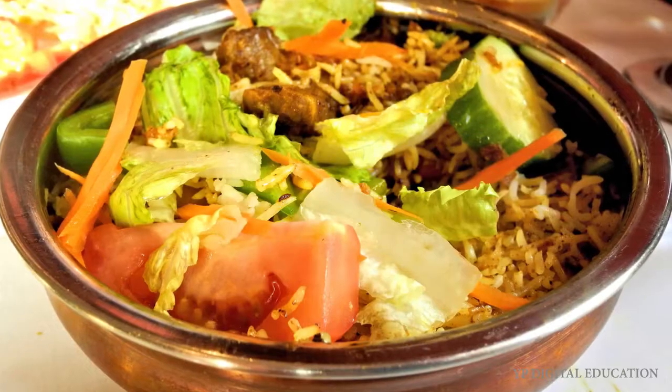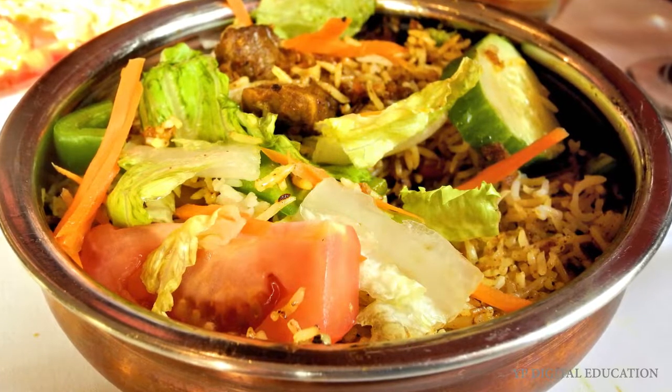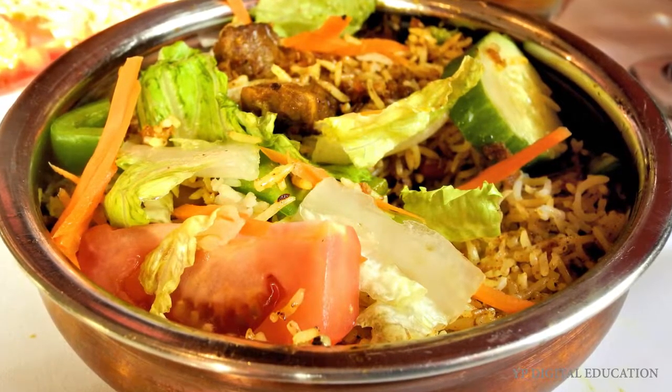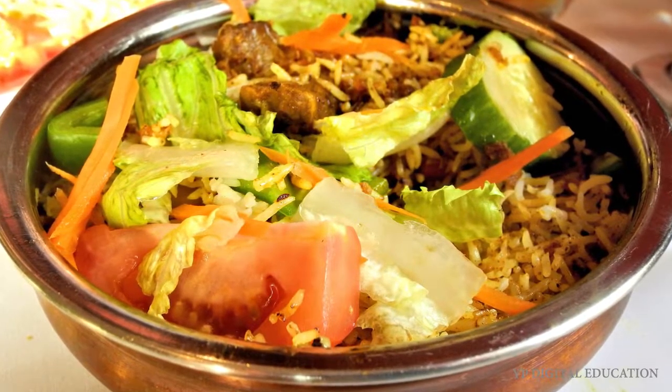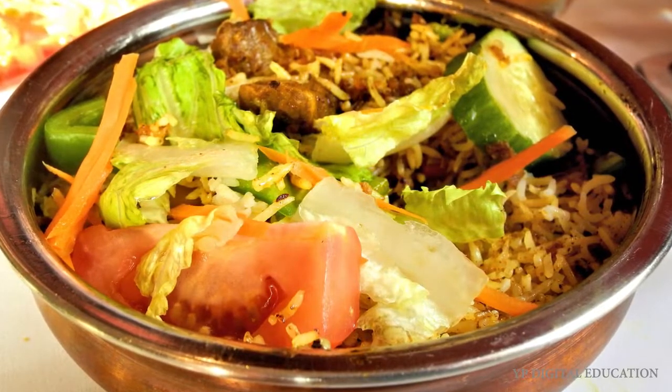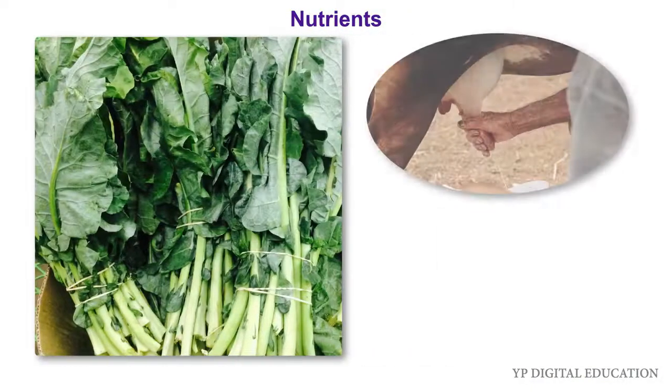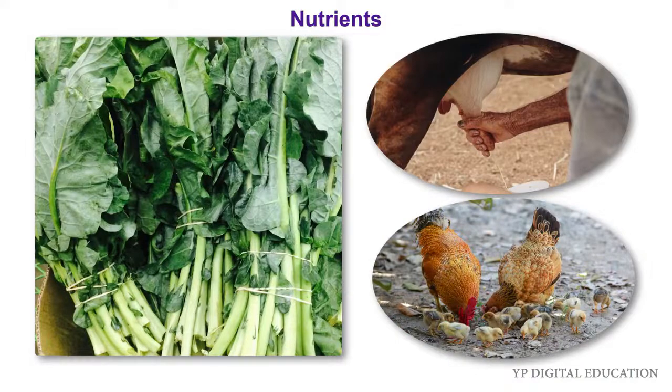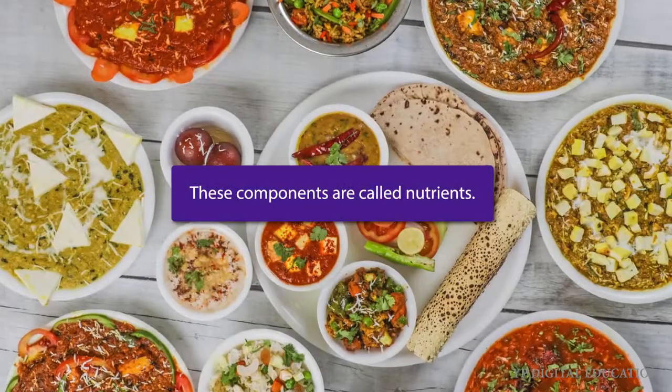We know that each dish of food items is usually made up of one or more ingredients, and that ingredients we get from plants or animals. These ingredients contain some components, and these components are needed by our body. These components are called nutrients.